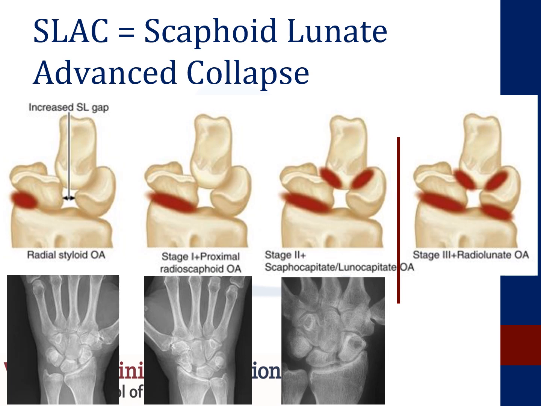With Watson's classification, you'll note that there is preservation of the radiolunate articulation. There are some subsequent surgeons that have advocated for a stage 4 to include pancarpal arthritis. However, this is controversial, and the presence of a pancarpal arthritis should alert you that there could be a different underlying etiology of this patient's arthritis.